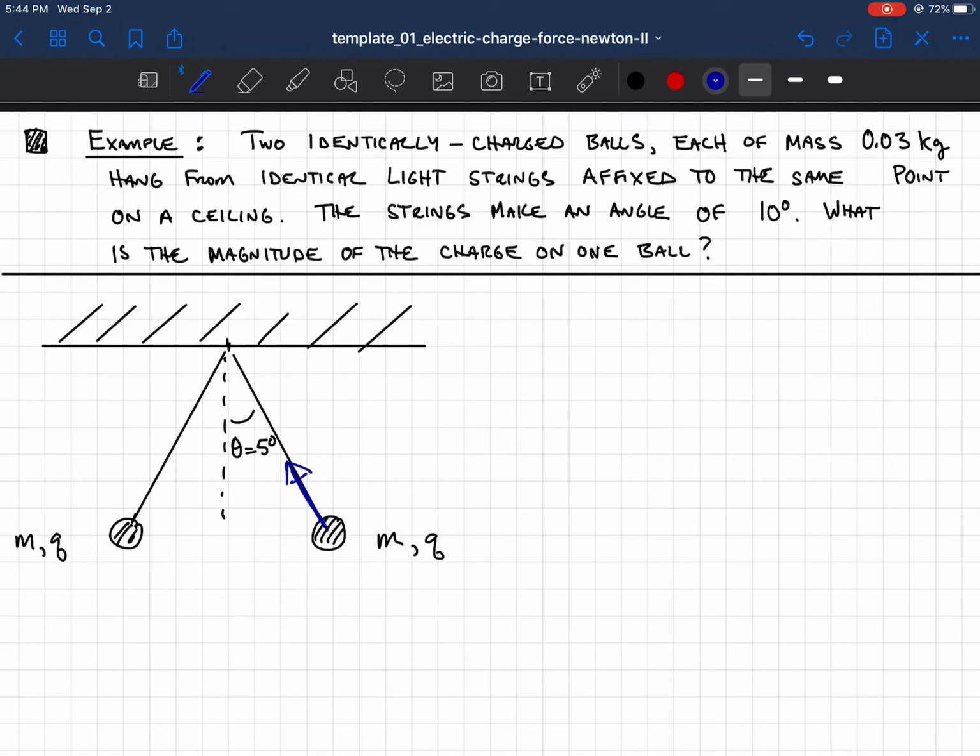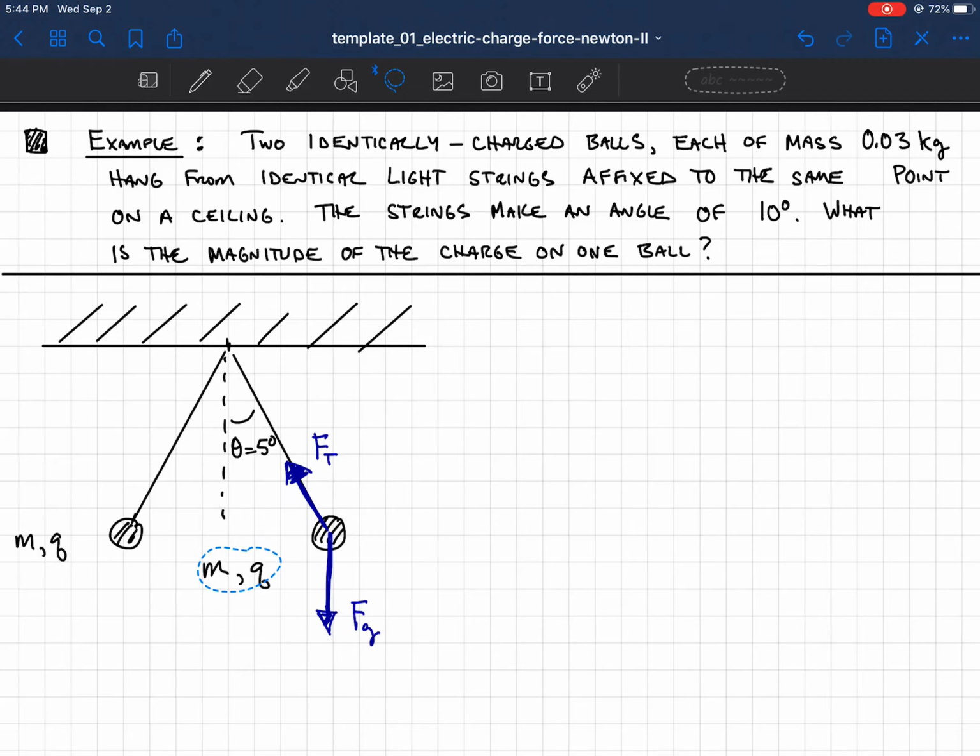We know that if there's a rope or a string attached to an object, then we have a tension force. So that's one. We know that there is a gravitational force for any object that has mass. So I'll draw that. And then we also have a force which must be holding it to the right there. And that's the Coulomb force.